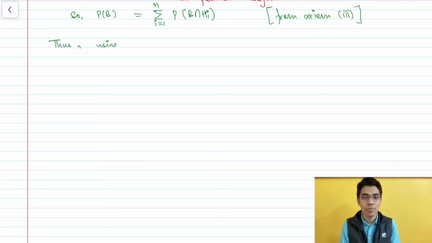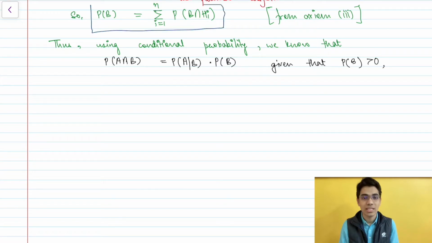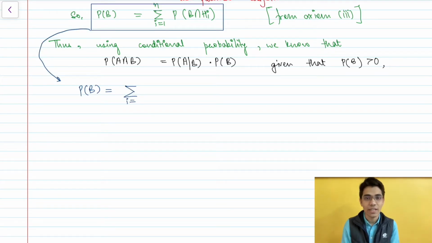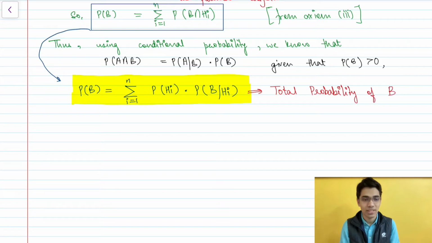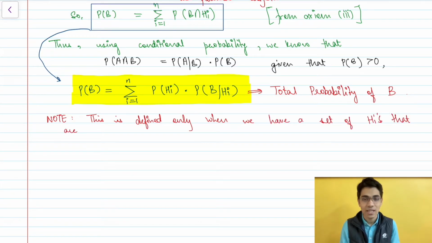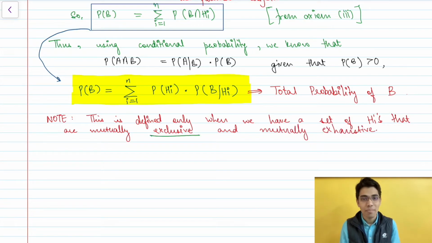Thus, using conditional probability, we can write this as P of B equals summation of P of Hi times probability of B given Hi, and this formula is popularly known as the total probability of B. However, something to note here is that this is defined only when we have a set of Hi's which are mutually exclusive and mutually exhaustive. By exclusive, we mean that they are disjoint, and by exhaustive, we mean that they cover the whole universal set.